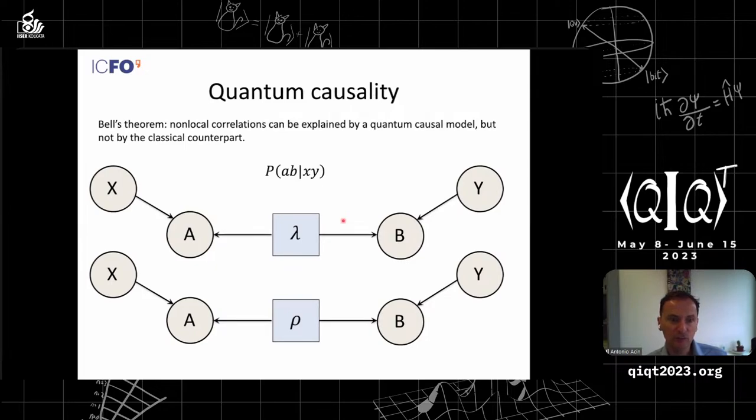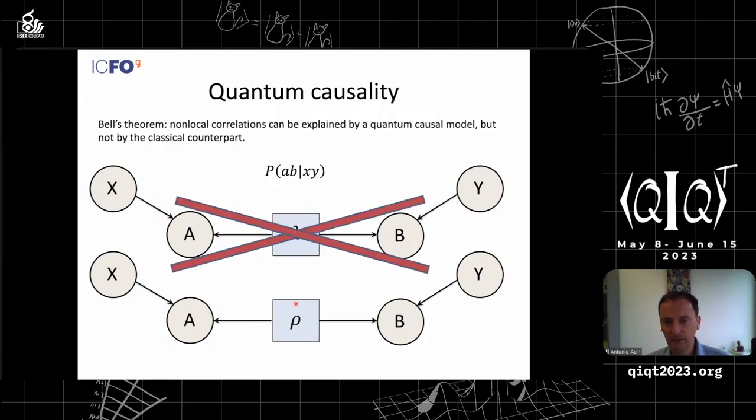And how can you reinterpret Bell's causality? You can reinterpret it by saying that there are correlations that can be explained by a causal model when the objects in the causal model are quantum, but cannot be explained by the same causal model when all the objects in the model are classical. So the causal connections are the same for the quantum Bell experiment and for the classical Bell experiment. It's the same causal network. The only difference is that in one case you assume that the hidden variable, the particles prepared by the source, are classical and in the other case are quantum. But you see it's the same network.